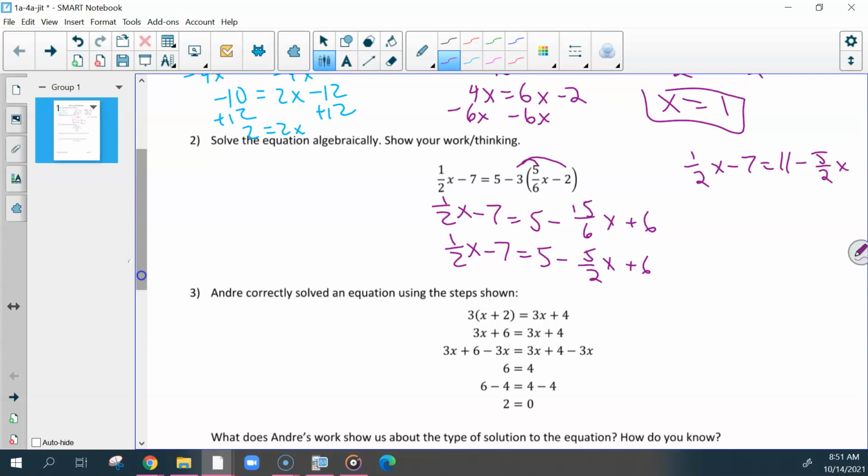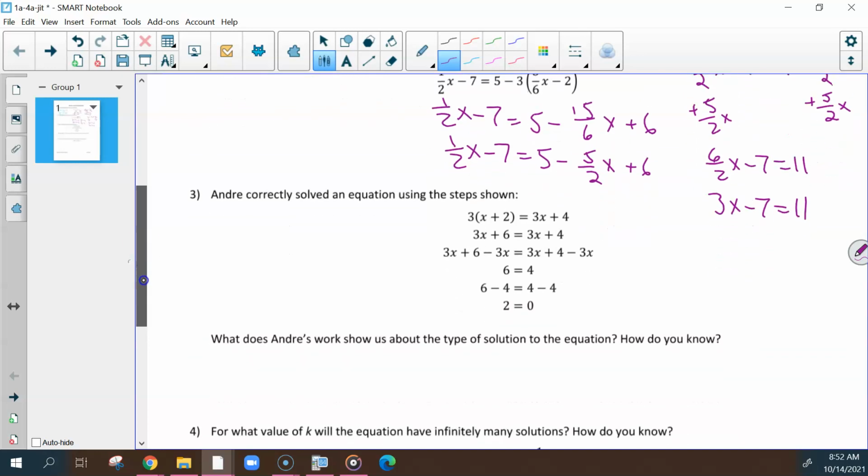And then from there you have choices. Someone raise your hand. What did they move at that point? And you added it to the other side? So 1/2 plus 5 over 2 would give you 6 over 2. So I'll write that first and then we can simplify it. 6 over 2 would just give us 3x.